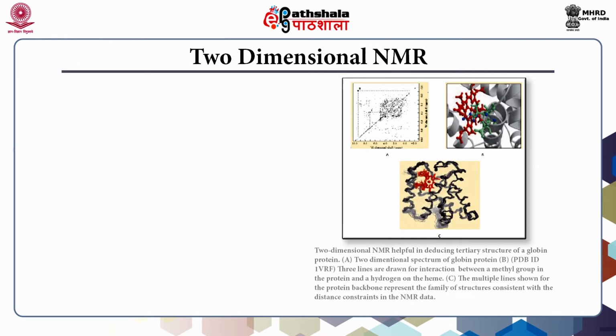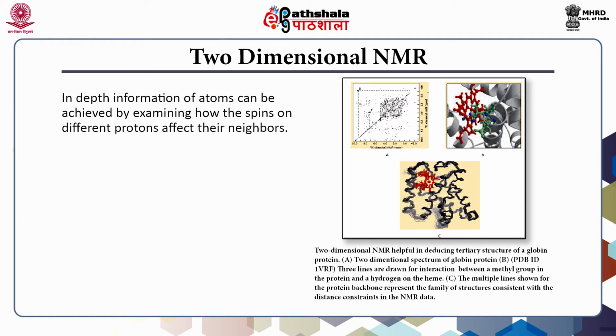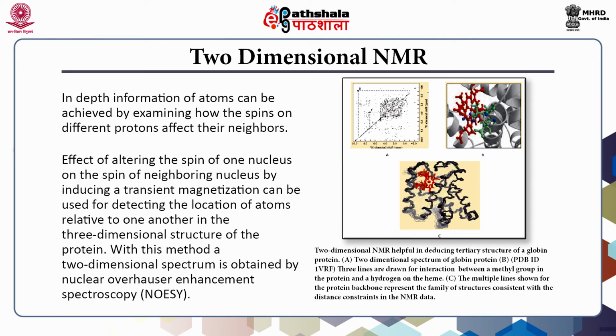Two-dimensional NMR. In-depth information of atoms can be achieved by examining how the spins of different protons affect their neighbors. The effect of altering the spin of one nucleus on the spin of the neighboring nucleus, by inducing a transient magnetization, can be used for detecting the location of atoms relative to one another in the three-dimensional structure of the protein. Within this method, a two-dimensional spectrum is obtained by nuclear Overhauser enhancement spectroscopy, also abbreviated as NOESY.